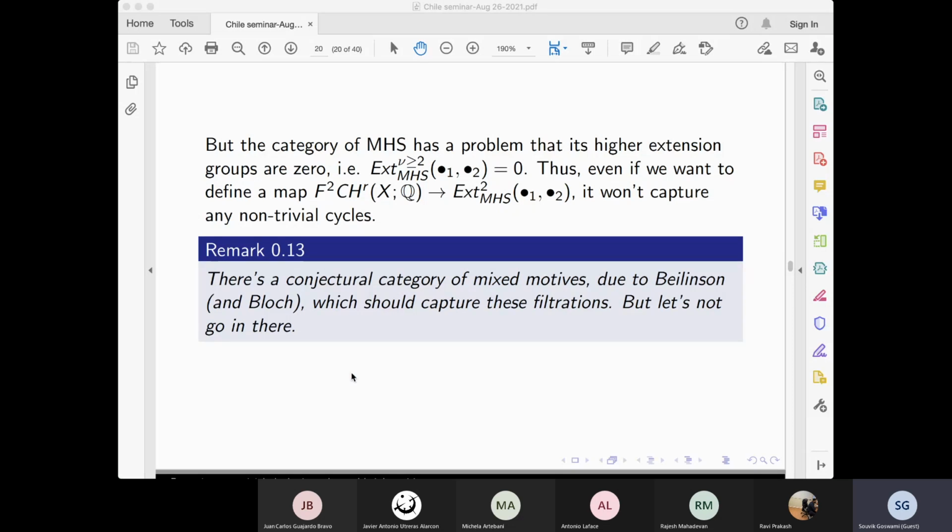Just a passing remark: there is a generalization called the conjectural category of mixed motives, due to Beilinson and Bloch. If you work with the Ext groups in that particular category of mixed motives, then one can indeed define maps from certain subgroups of the Chow groups to that category of mixed motives.